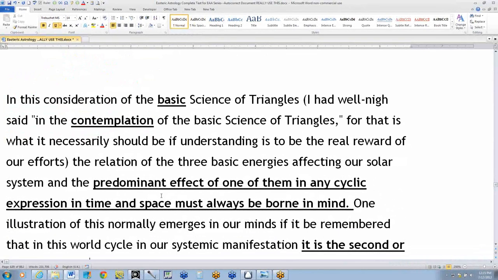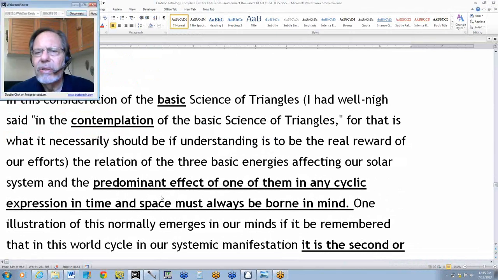DK says, look, what we really need here is the contemplation of the science of triangles. We realize that contemplation is related to the third stage of the meditative process and considers the identity of subject and object. Remember, the triangles are always in back of the squares. They are substanding the squares or are in a higher position than the squares. So we are dealing with triangles in our local cosmos system, and we have to enter into a state when we can contact the spiritual energies and identify with them, which is contemplation, in order even to understand this. For contemplation, that is what it necessarily should be, if understanding is to be the real reward of our efforts.